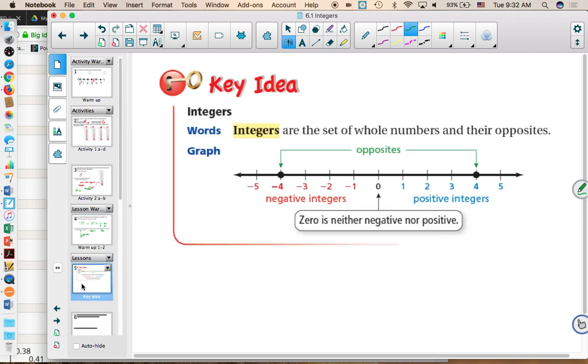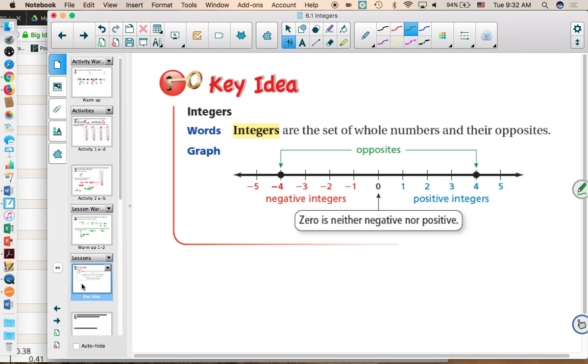Okay? We're going to integers. We said integers, the set of whole numbers and their opposite. And that is true. Mrs. Rakestraw made a mistake a little bit ago. 0 is never, ever positive or negative. Never. Okay? 0 is never, ever positive or negative, okay?